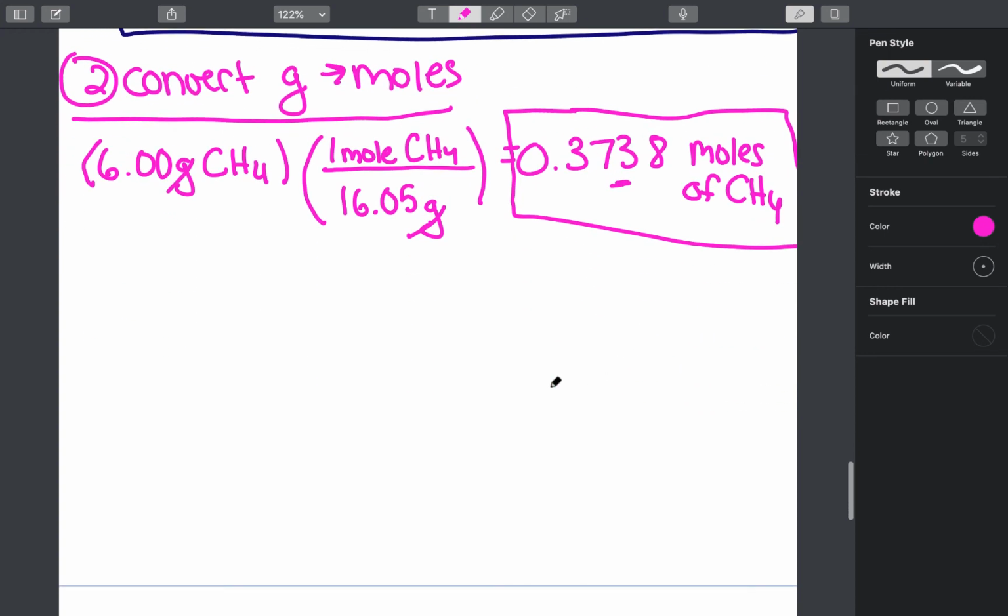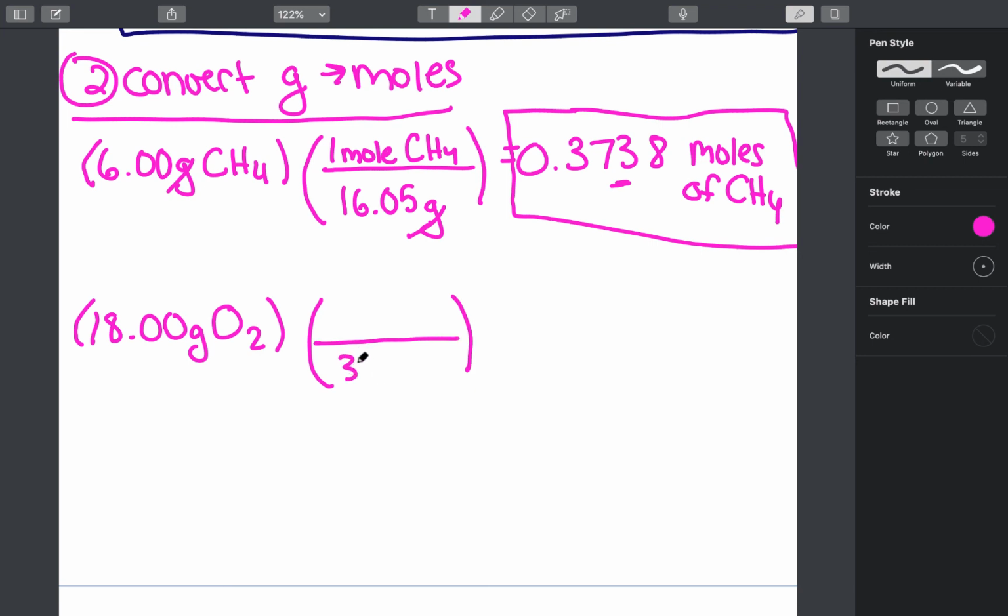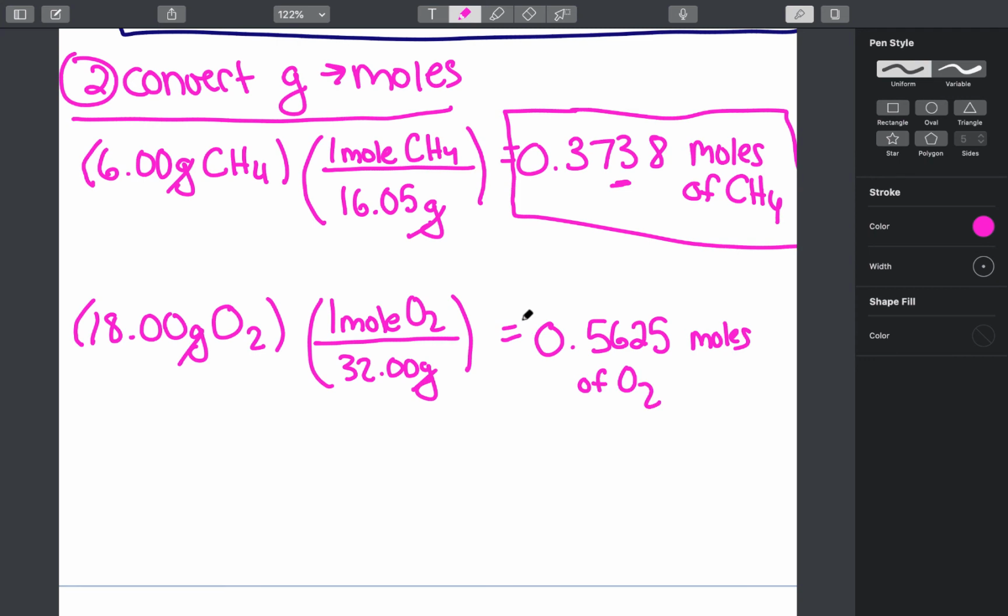Now we're going to find out the amount of moles of oxygen. We do the same thing. So 18.00 grams of O2, and the molar mass of O2 is 32.00 grams per 1 mole of O2. When you plug this in your calculator, grams cancels out, and conserving the same amount of sig figs, you get 0.5625 moles of O2.